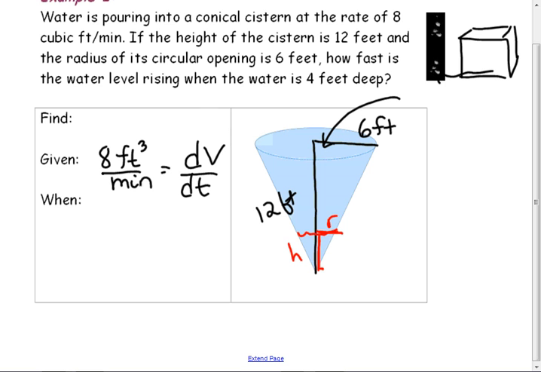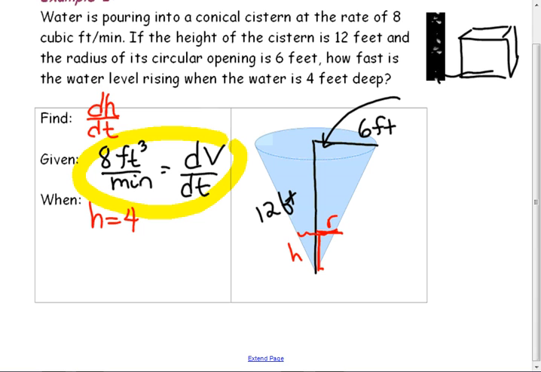It says when the water is 4 feet deep. Now I'm going to use H and R because that makes sense. So the when is when H is equal to 4. How fast is the water level rising? What do I want to find? dy. I don't have any y's. You could call it y. dr would be the change in the radius. I want how fast the water level is rising. They could have asked us that. And that's why I always do this. And by the way, you probably get your point on this problem for that statement right there. So why not put the whole thing in? So I want to relate H and V.